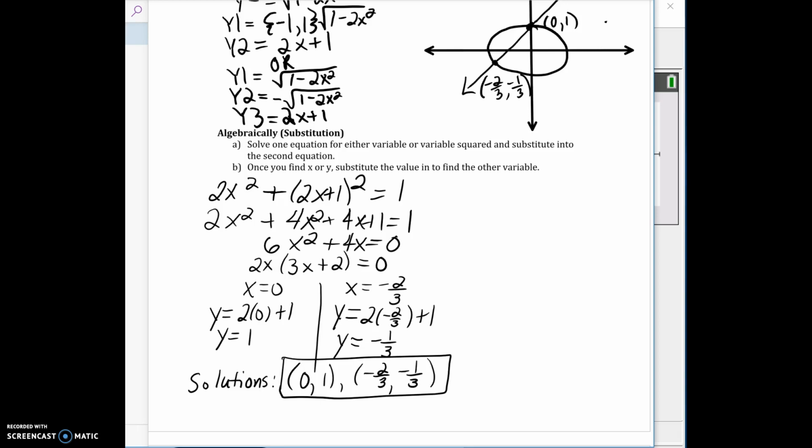Okay, so that's our first one, and that was an easier one to do a substitution, which is why I showed it that way. In your second video, you'll see one done graphically and then algebraically by elimination.